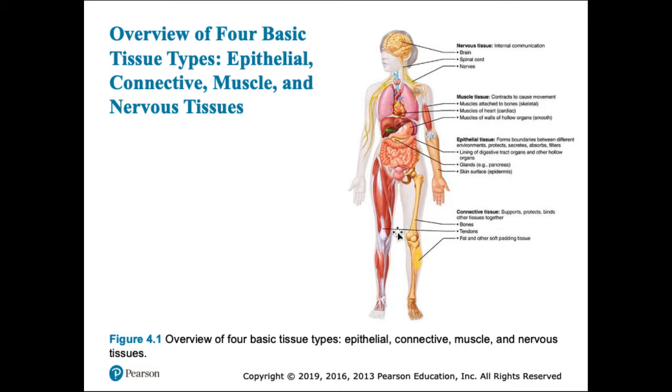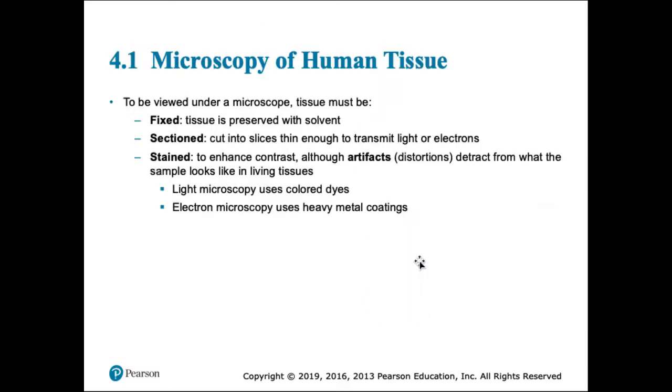There's also connective tissues, and those basically support, protect, bind, things like that. Those are things like the bones, the tendons, and fat and other soft padding as well. And there's going to be more. We're going to talk about blood as well being a tissue too, so that's all over our body. So this is just 4 basic tissue types.